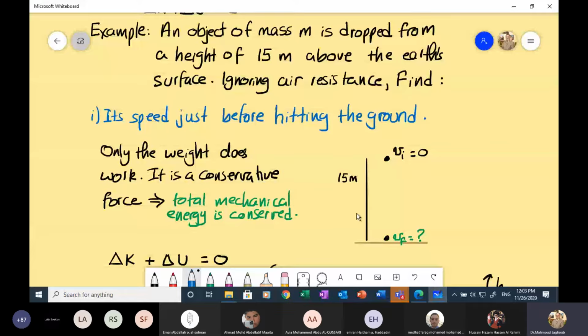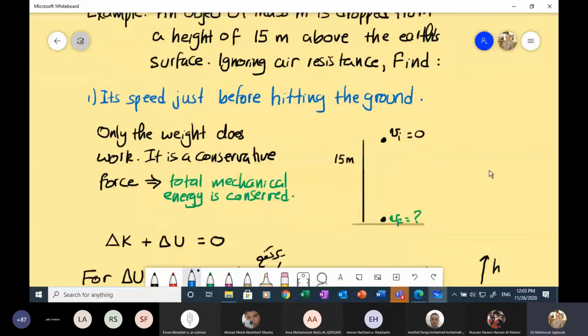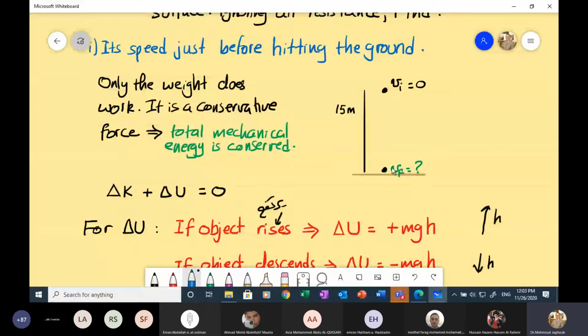Now, this means that we only have the force of the weight acting. W non-conservative, the work of a non-conservative force. Do we have W non-conservative? The answer is no, because you have no friction, you have no tension, you have no non-conservative force. So the work done by non-conservative force is 0. What does he want? He wants us to find the speed of this stone or this object just before it hits the ground, from a height of 15 meters, starting from an initial speed of 0.